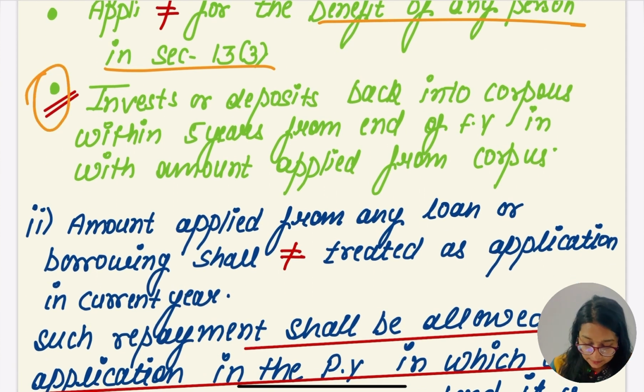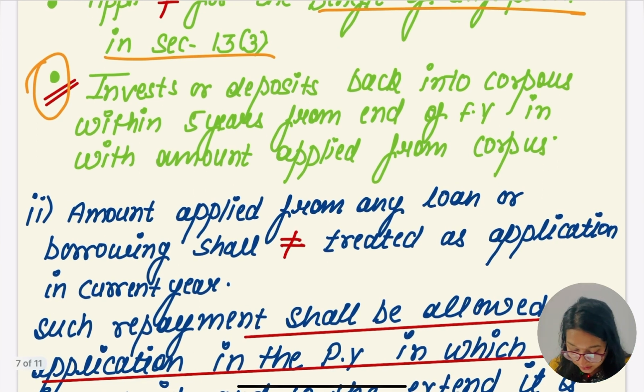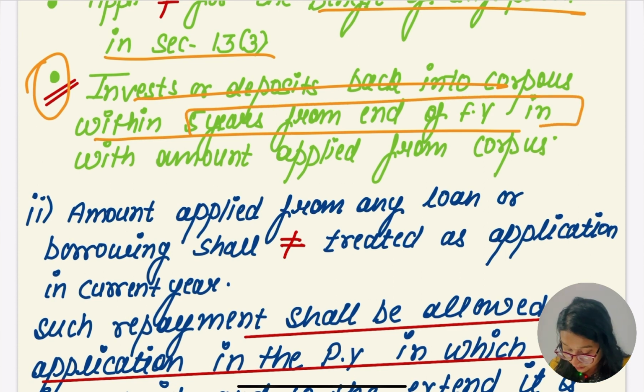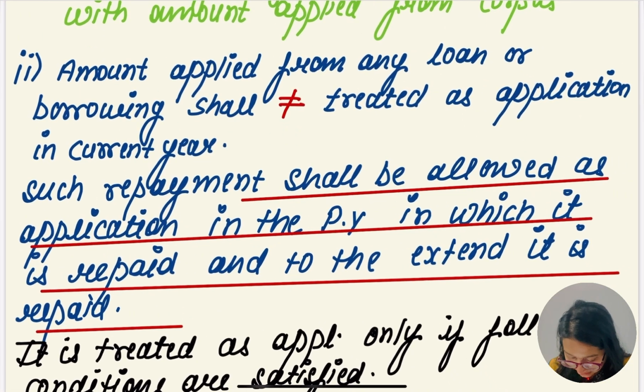And this is actually the main point in this explanation. The amount should be invested or deposited back into the corpus within 5 years from the end of the financial year in which the amount was applied for the corpus. Once the amount is applied for the corpus, then within 5 years from the end of the financial year in which it was applied, it should be deposited back into the corpus. If it is not done, then what is going to happen? It would be deemed to be the total income of that trust. Hope this point was clear.